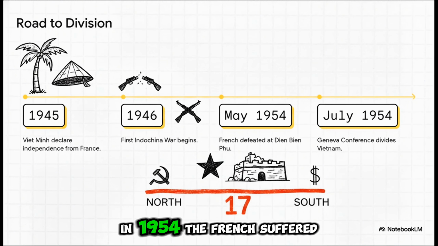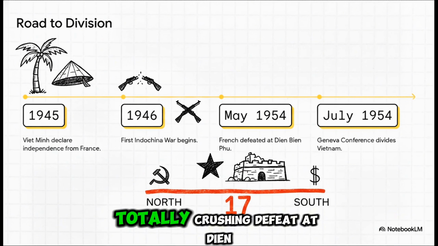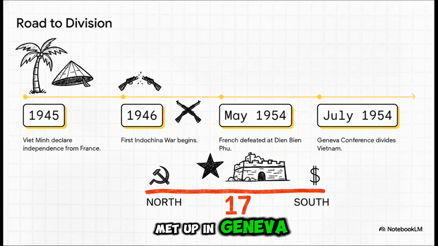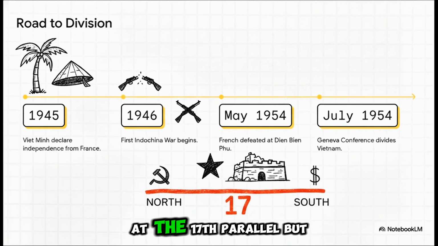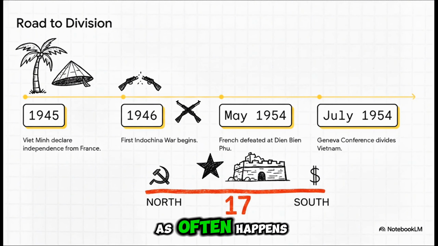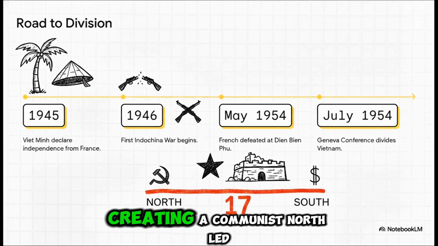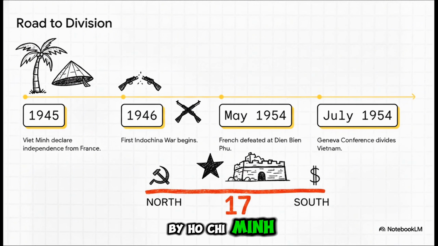In 1954, the French suffered this massive, totally crushing defeat at Dien Bien Phu. Right after that, global powers met up in Geneva and decided to temporarily split the country at the 17th parallel. But, as often happens, that temporary split quickly hardened into a permanent border, artificially creating a communist north led by Ho Chi Minh and a capitalist south backed by Western powers.